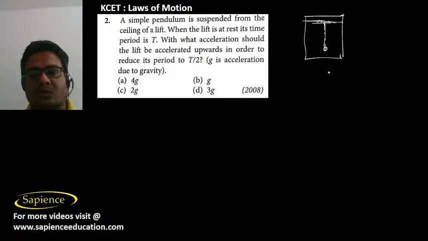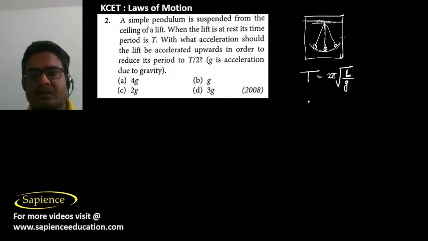So g is the acceleration due to gravity. So we know the time period of oscillation of a simple pendulum, when the lift is at rest, it means that when there is no acceleration of the frame of reference, then the time period is given as 2 pi root under L by g, where L is the length of the string of the simple pendulum.